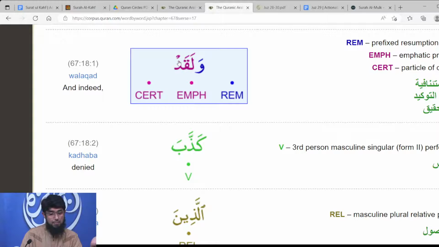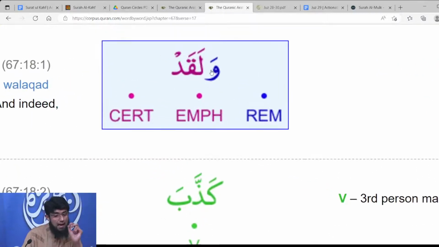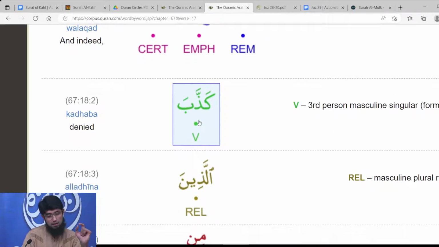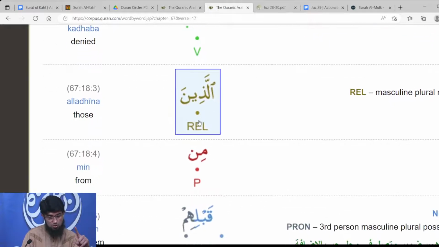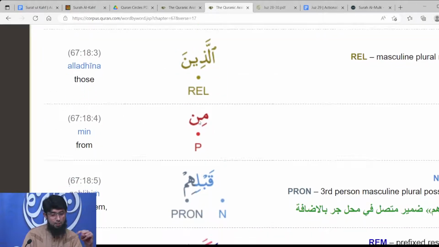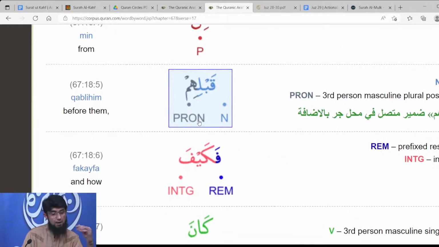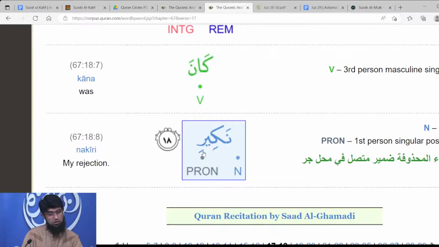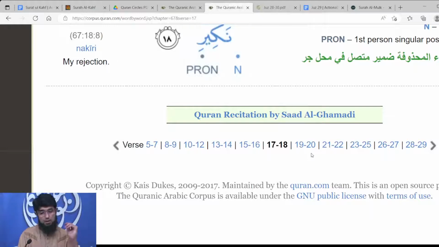Walaqad, and indeed. So now the lam with fatha also means surely, right? So you have double emphasis here. That's why it's saying certainly, emphasis. Laqad, certainly, definitely. So you have double emphasis here. Kadhaba, denied, right? Alladhina, those who, min, from qablihim, before them. Fakayfa, kayfa is coming again. Fakayfa, kana, nakir, my rejection. Beautiful. So I think, yeah, that's what we did till today.